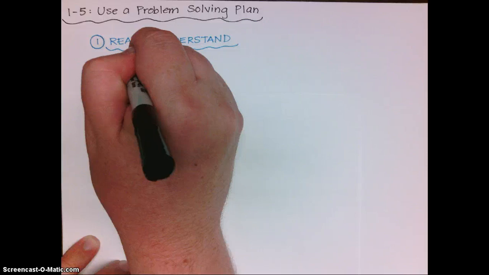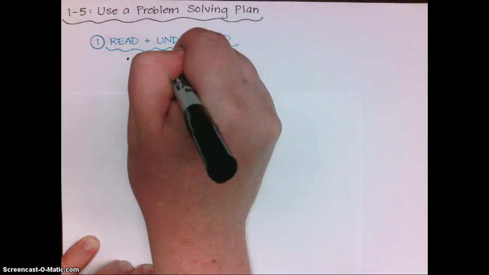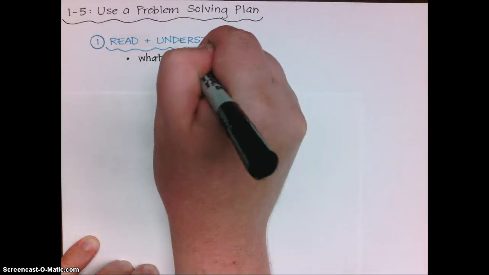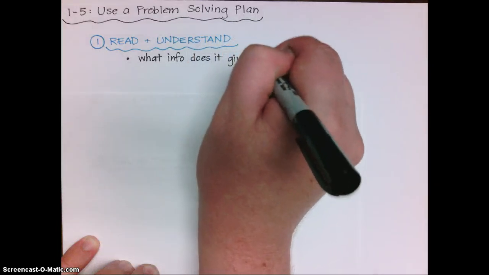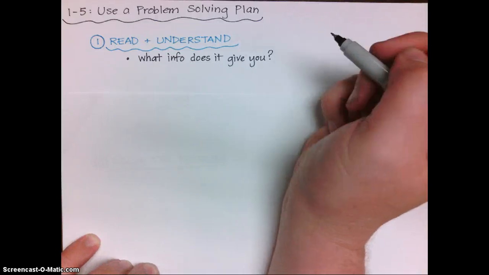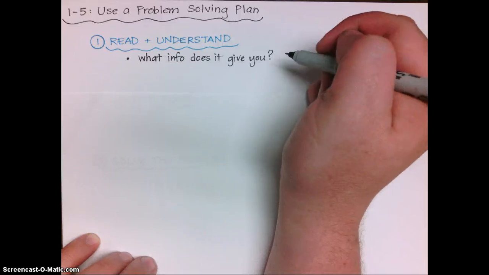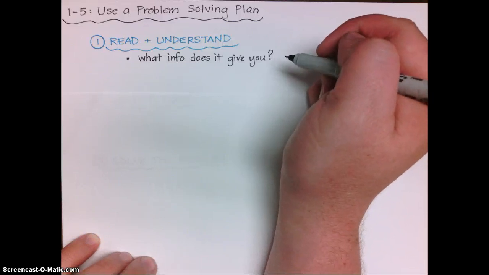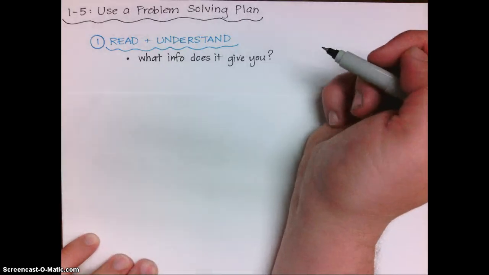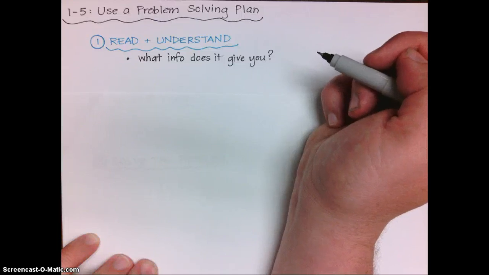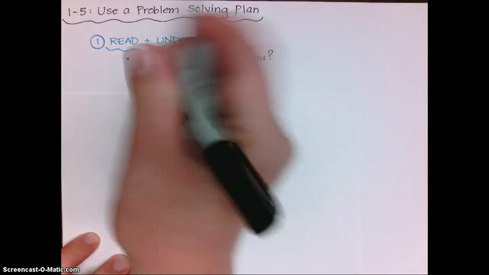Okay, so as you're reading through the problem, you need to figure out what info does it give you. What information does it give you? So you want to pay attention if it's giving you any dollar amounts or any measurements, any amount of kids in the problem. What information is it giving you? That's what you need to first figure out. So if it's on a worksheet, it's really good to be able to underline things, or on your own paper, make a list of different information that it gives you.